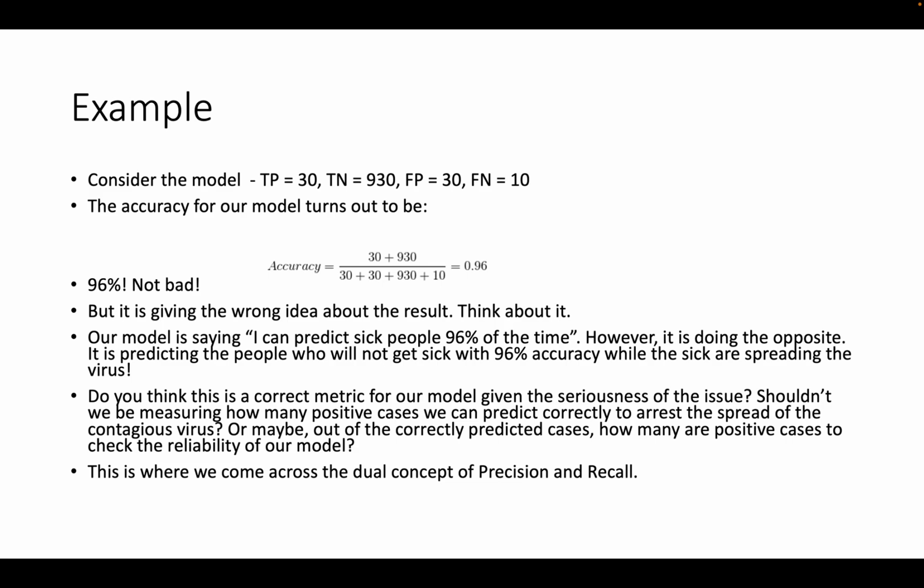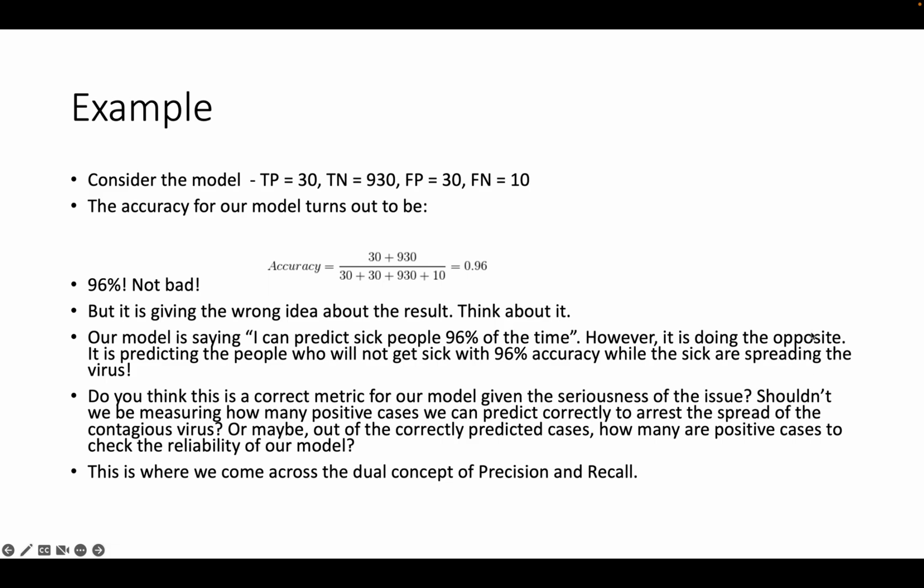Think about it, thoda. Our model is saying I can predict sick people 96% of the time. However, it is doing the opposite. This is the requirement of the model, but it is doing the opposite. It is predicting the people who are not sick with 96% accuracy. ठीक है, ट्रू नेगेटिव्स कितने ज़्यादा देख, true positives should have been more ना, that is when the model would have made more sense. ठीक है.